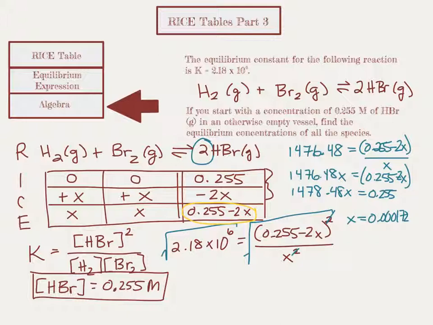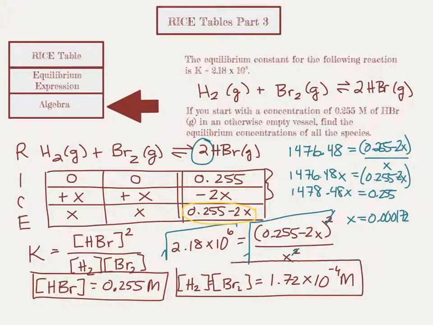For the next two, both of them are equal to x, so all I need to do is write down their values. Both concentrations of hydrogen and bromine are equal, and they are equal to my value of x, which in scientific notation is 1.72 times 10 to the negative 4 molarity. And that's how you handle a problem if you're given starting information that's for a product. As always, make sure that you practice plenty of examples so that you get used to all of these routines.